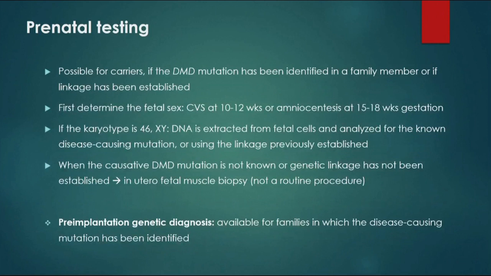Prenatal testing is also possible if the DMD mutation is known in a family member or linkage has been established. So first, we should determine the fetal sex, and if boy, then DNA can be extracted for further evaluation. And when the causative DNA mutation is not known, in utero fetal muscle biopsy can be done, but that is definitely not a routine procedure. And pre-implantation genetic diagnosis is available for families in which the disease-causing mutation has been identified.